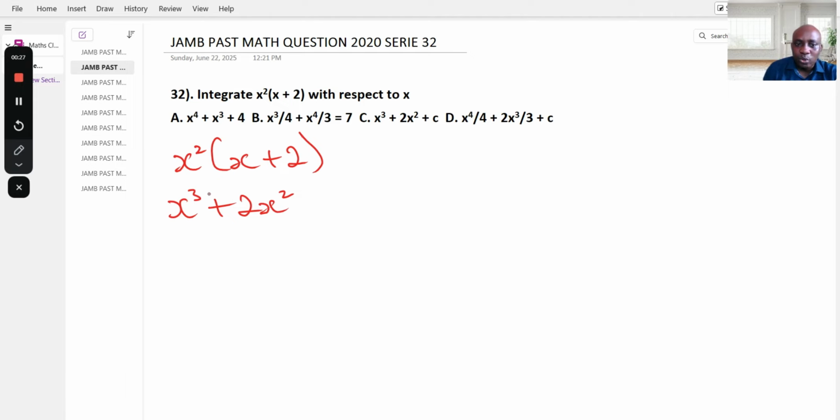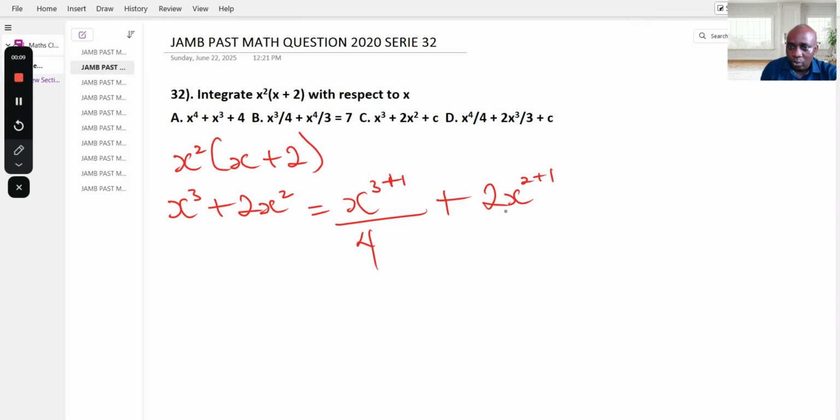This one is 3 plus 1 at the top. It's going to give me 4. You divide it by 4 again. For example, something like this, 3 plus 1. What is it? It's going to give me 4. You divide it by 4, plus this one, 2.